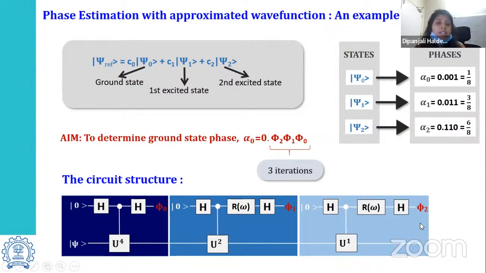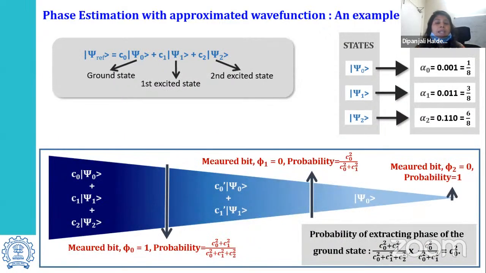Not going into the details of the circuit structure, I can say that at each iteration, we basically narrow down our search. We narrow down the probability of reaching the undesired higher eigenstates, so that at the end of the final iteration, we end up with the target ground state. Through a little bit of mathematics, we can show that the probability of extracting the phase corresponding to the target state, which is the ground state in our case, is the square of the coefficient, that is C0 square.